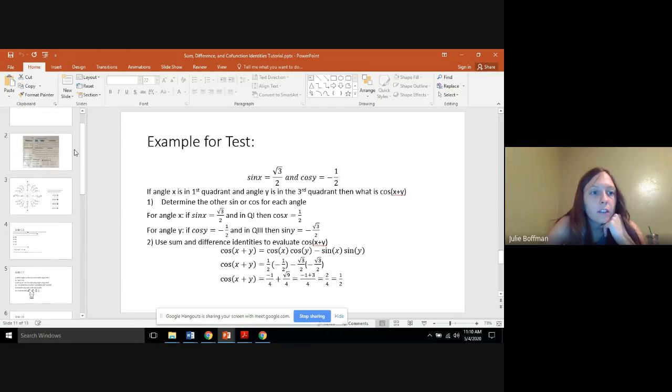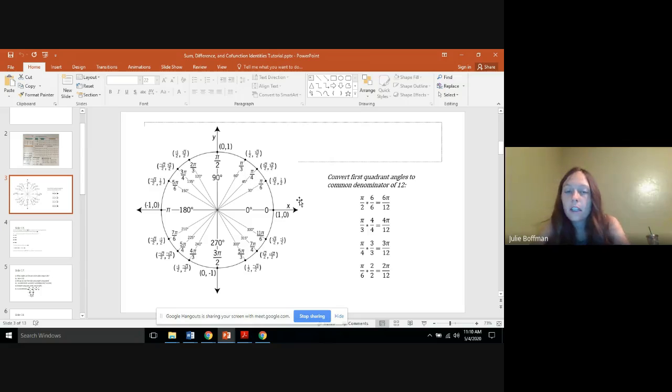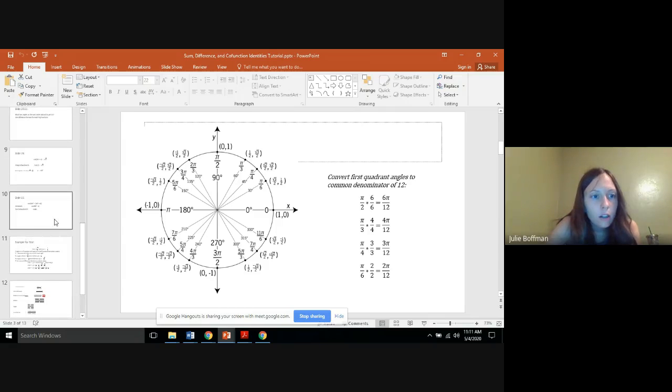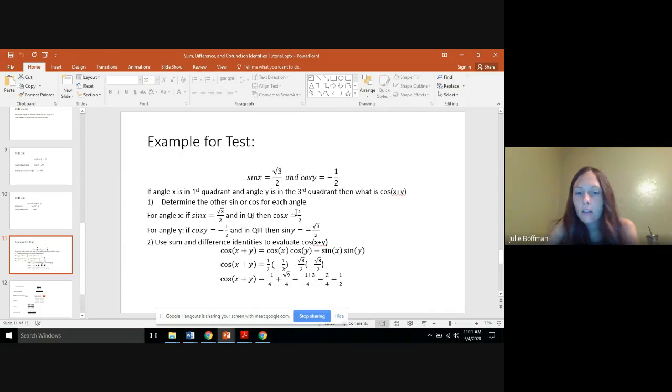So we're going to go to our unit circle, quadrant 1, and look, okay, sine value square root of 3 over 2 would be right here at 60 degrees. Now what's the cosine value there? 1/2. So cosine of x is 1/2. Notice you don't actually need the angle. We don't need x. We need cosine x, which would be 1/2. So now I know cosine x is 1/2.